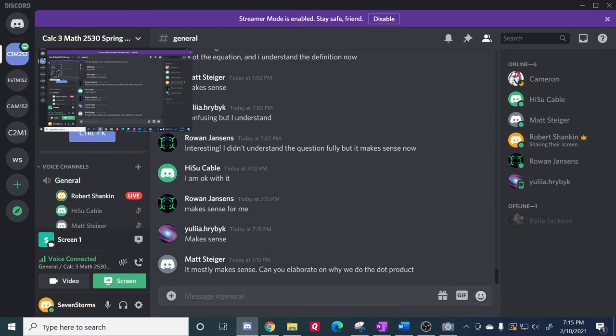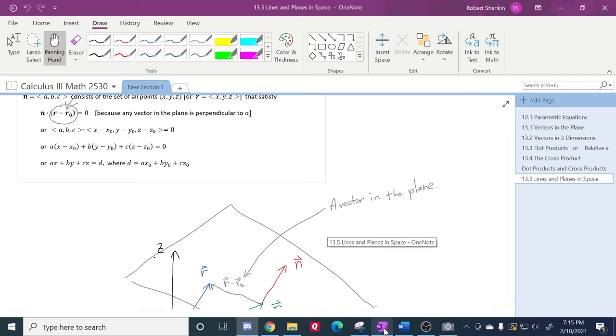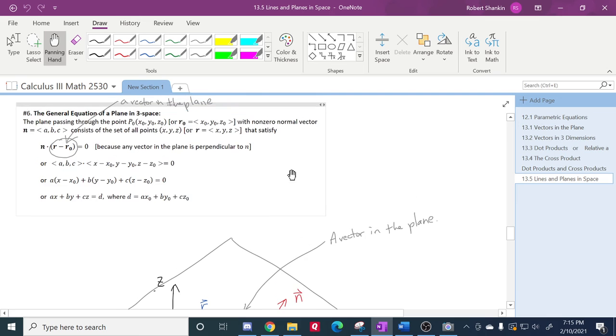Okay, why do we use the dot product? Why didn't we use the cross product? We could have picked something else. Can anybody tell me why we used the dot product? It's a really easy way to tell if two vectors are perpendicular. That's right.